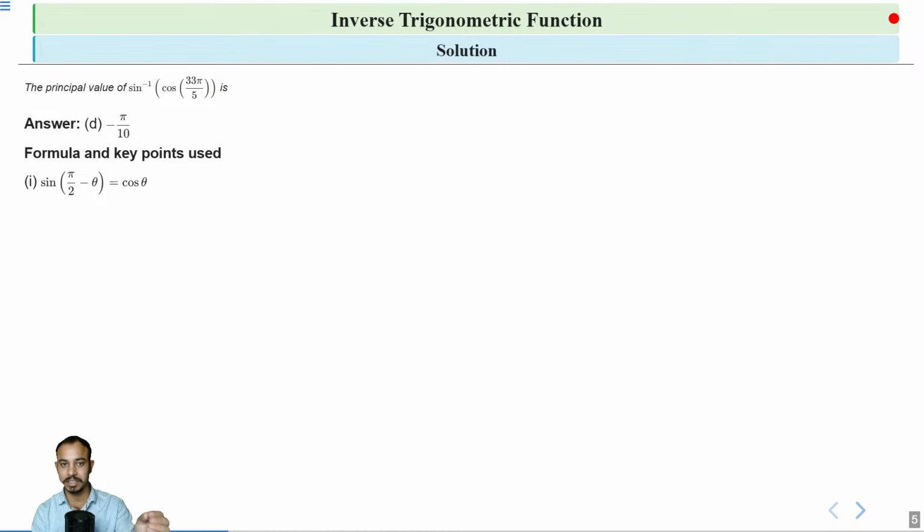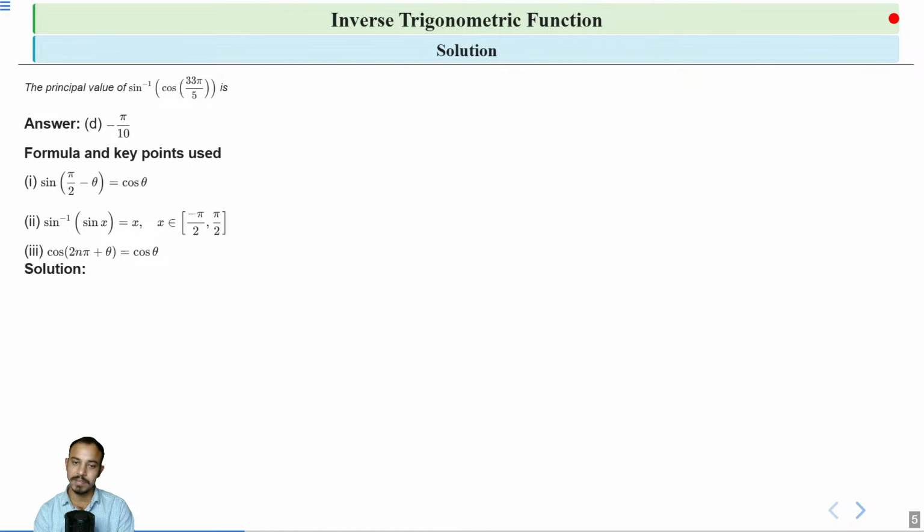We have studied this formula in the trigonometric functions chapter. Then you know sine inverse of sine x is equal to x in the interval minus pi by 2 to pi by 2. When your x lies in minus pi by 2 to pi by 2, then sine inverse of sine x is equal to x. And cos of 2n pi plus theta is equal to cos theta.